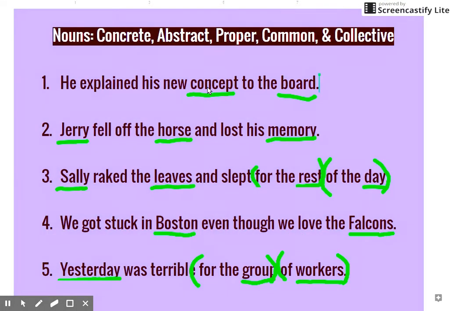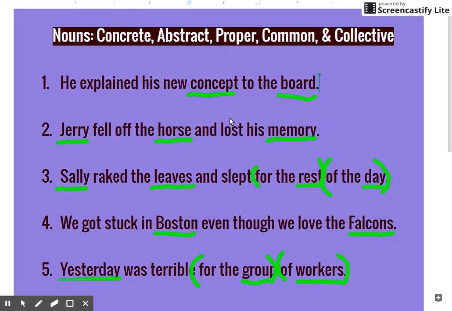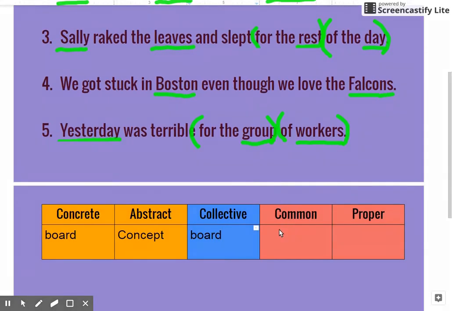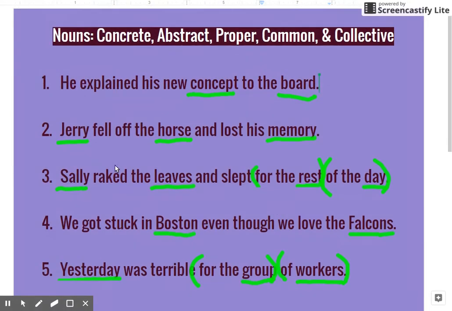Okay. Let's go back to concept and board and figure out if they are common or proper. Is concept common or proper? Well, it's common. You'll see it's lowercase, and it's also just a thing, not a particular one. So we're going to put that in our common section. All right, the next one is board. Board is also going to be common. It's not a particular board, it's just board. So that's going to go right there in our common section.